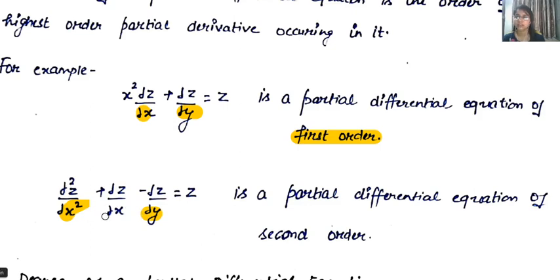This is second order, this is first. Highest order derivative is of 2. So this is partial differential equation of second order.